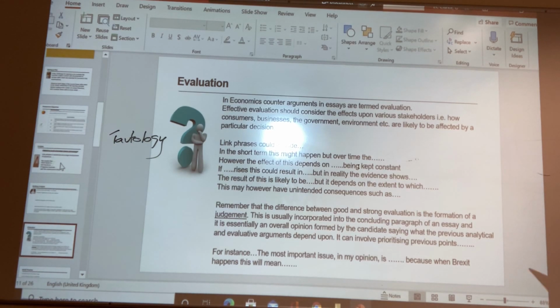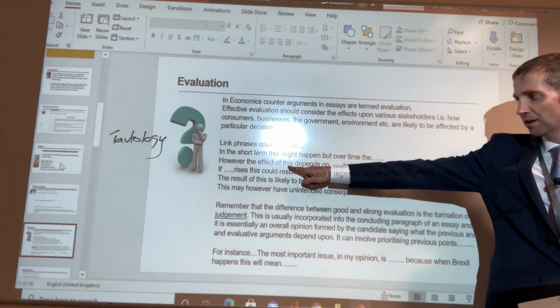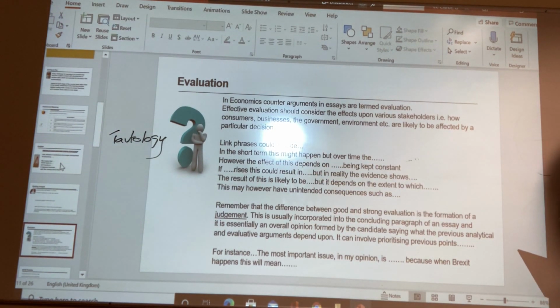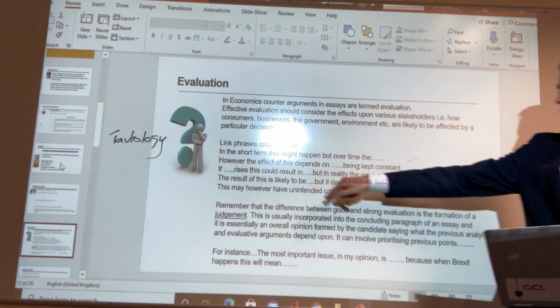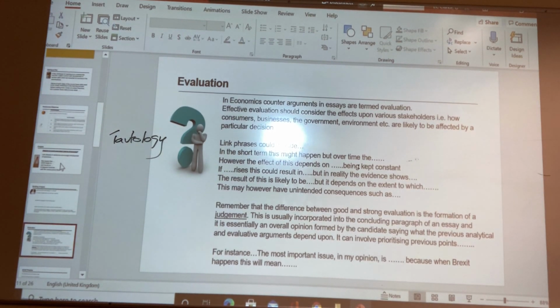Right. Okay. Samaya, do this one. However, the effect of this. So again, we've got Thomas's statement about unemployment goes up. However, the interest rate being kept constant. Okay. Murewa, if such and such rises, this could result in such and such. But in reality, the evidence shows. Yeah, go on, good. So as the interest rate rises, it could result in unemployment. Nice.